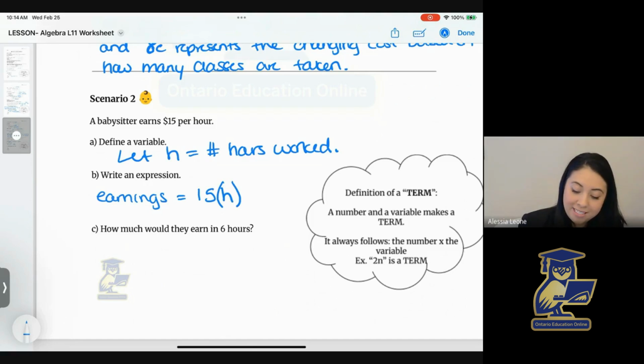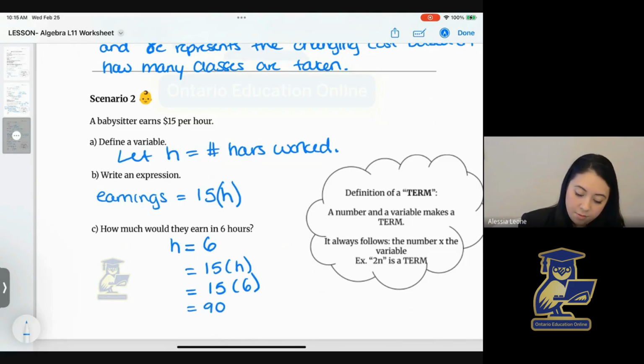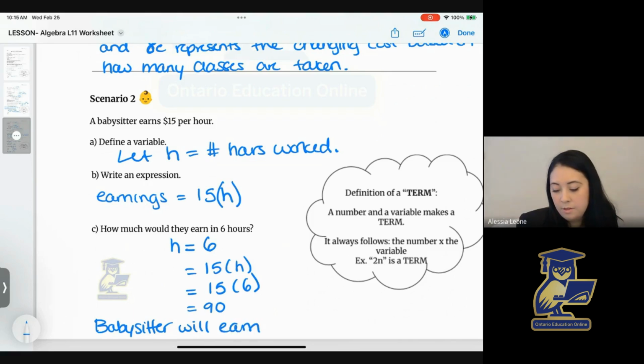How much would they earn in 6 hours? So we know our H here is 6. We want to find how much she earns. So this is our expression. So $15 times 6 hours is 90. So the babysitter will earn $90 for working 6 hours.